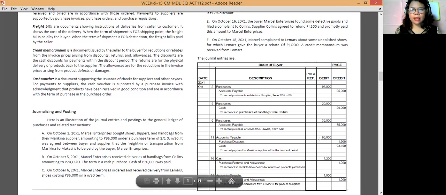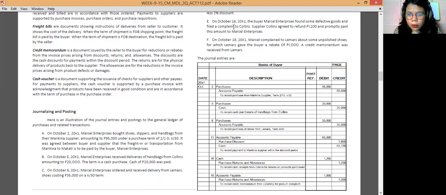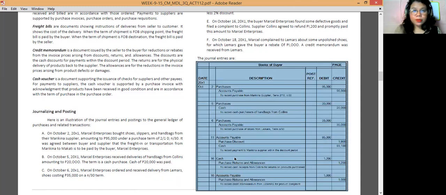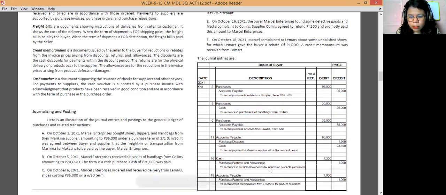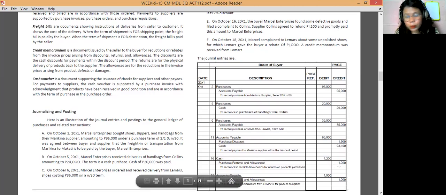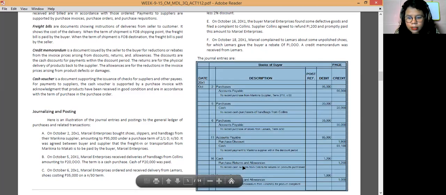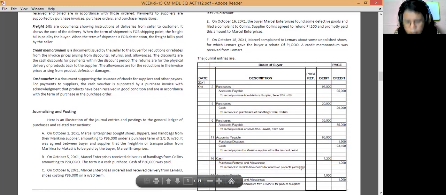Okay? So, next tayo. On October 16, the buyer Marcel Enterprises found some defective goods and filed a complaint to Collins. Okay? So, may defective goods. So, for sure, magre-request ng refund yan. Then, supplier Collins agreed to refund 1,200 and promptly paid this amount to Marcel Enterprise. So, may matatanggap po tayong cash, di ba? So, syempre, galing kay Collins na worth 1,200, nag-increase ang ating asset, so debit siya. So, purchase returns and allowances, 1,200, credit. Okay, to record cash receipts from Collins for returns on products purchased.